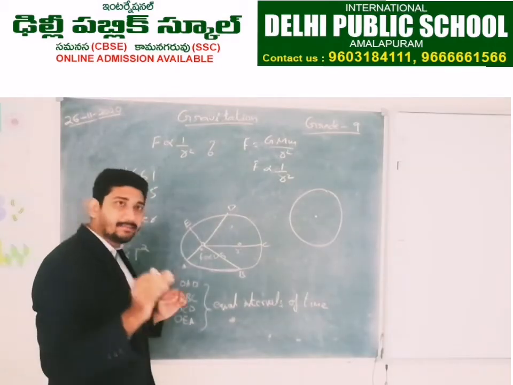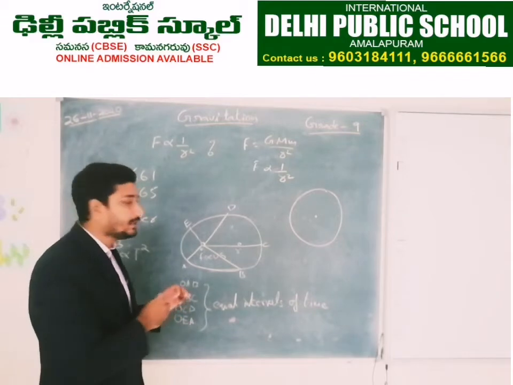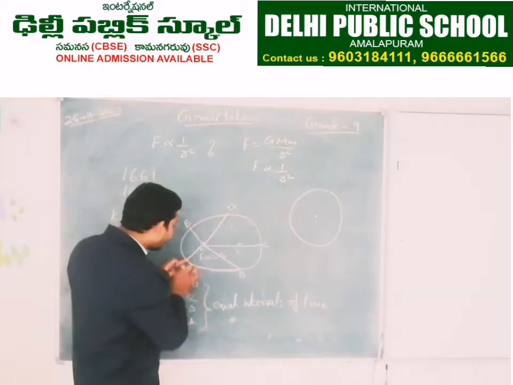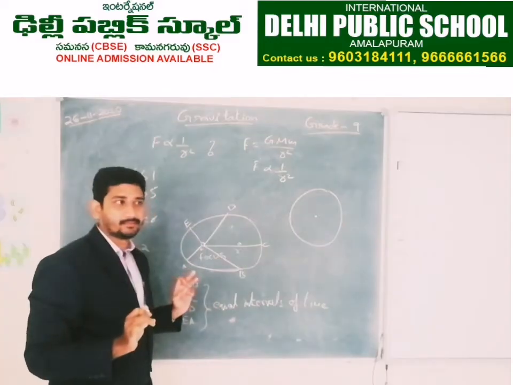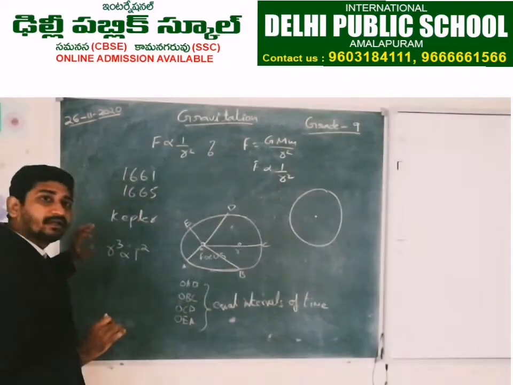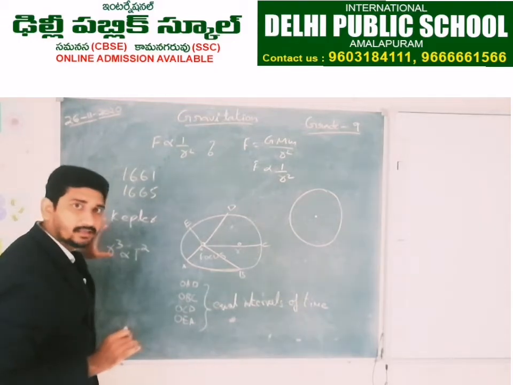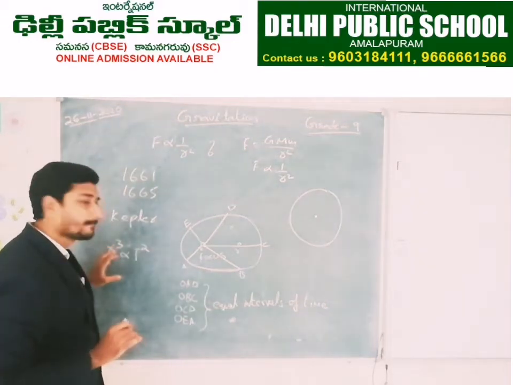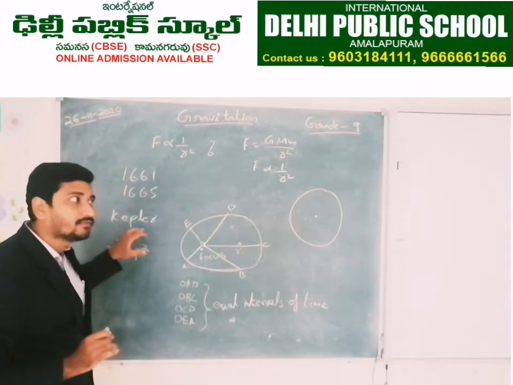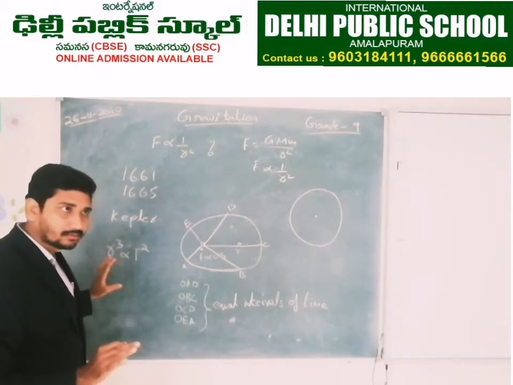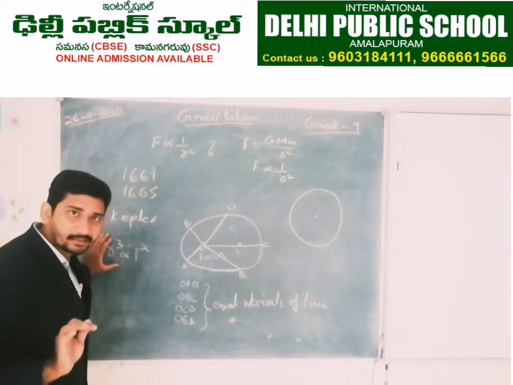Time period means the time taken by the Earth to complete one revolution, to complete from here to here. That is the time period. So the cube of the mean distance between the Earth and the Sun is proportional to the square of the time period. You understand? This is the third statement.